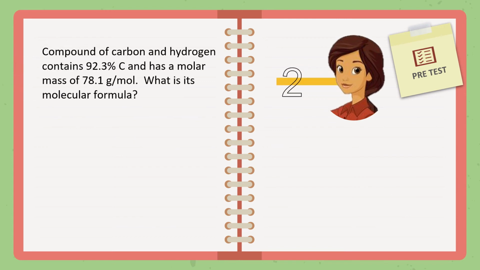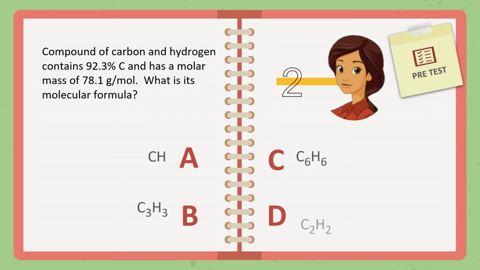Number 2. A compound of carbon and hydrogen contains 92.3% carbon and has a molar mass of 78.1 gram per mole. What is its molecular formula? A. CH, B. C3H3, C. C6H6, letter D. C2H2.